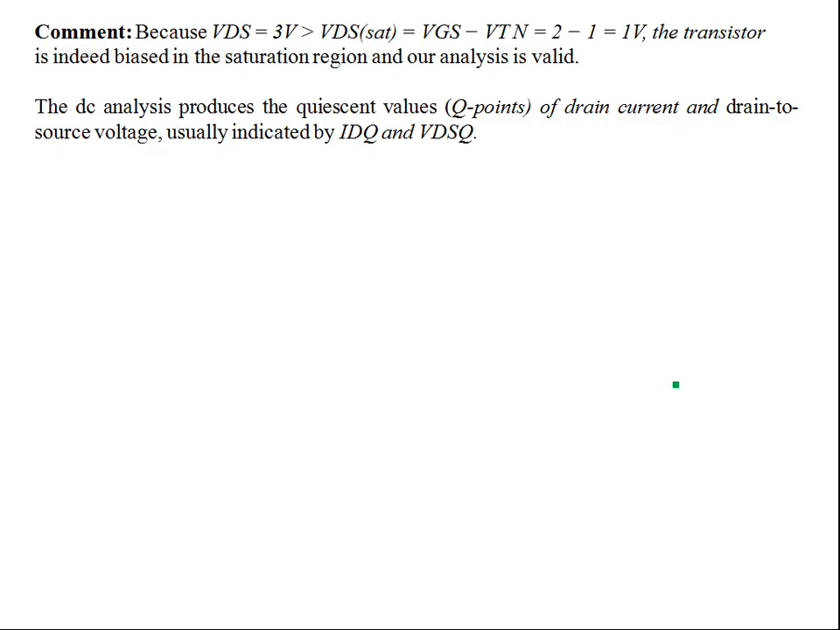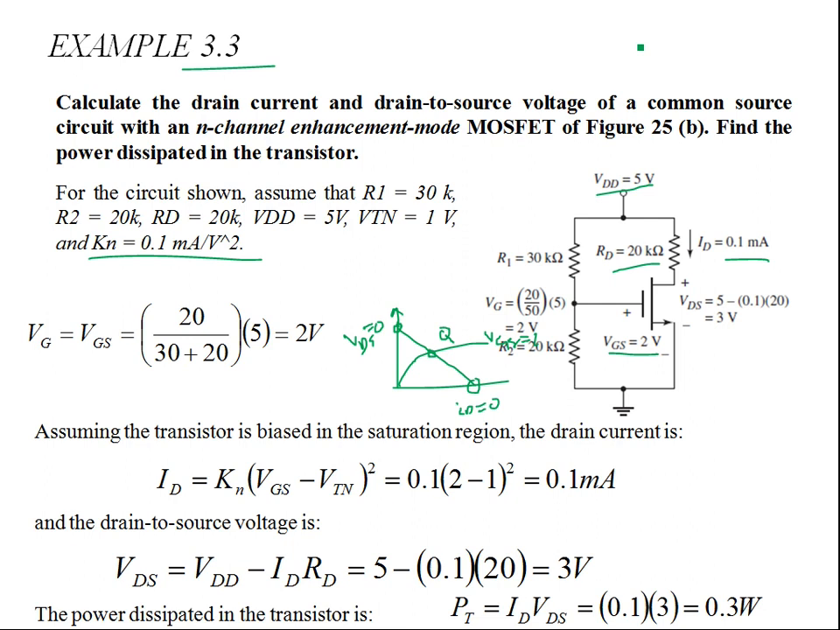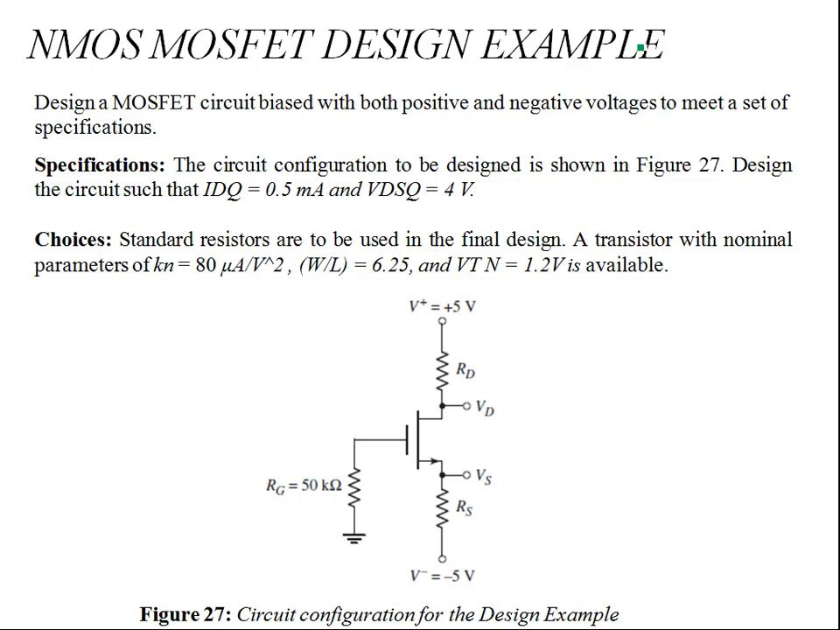So if you recall in the previous lecture, VDS was found out to be 3 volts for the given ID, which is greater than VDS sat, basically. That's 1 volt. So you are in the sat region, okay? The transistor is in the sat region.